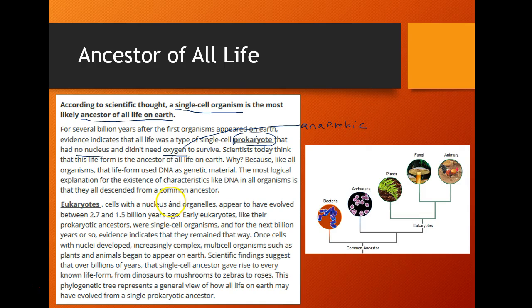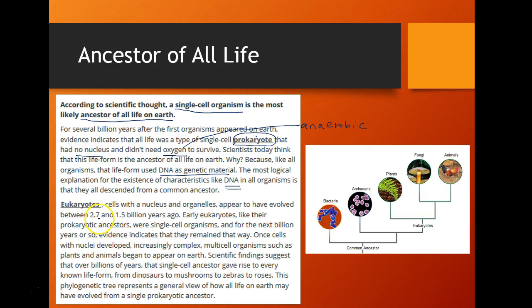The reason why scientists believe that this prokaryotic cell is the ancestor of all life is because this life form used DNA as a genetic material. So although all the organisms that exist today are very different, they all have one commonality, which is that they all have DNA. So what they believe is that the first organism, or the common ancestor of all life on Earth, must have had DNA as well.